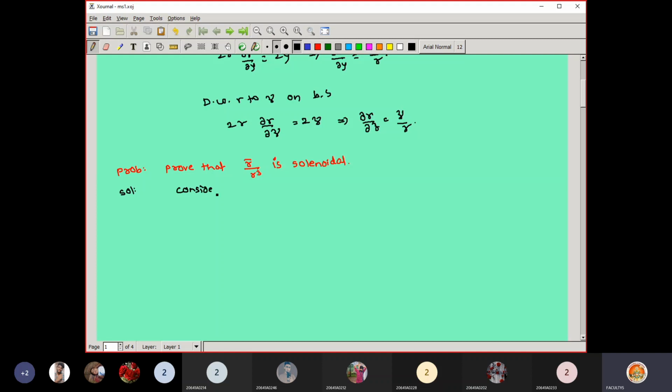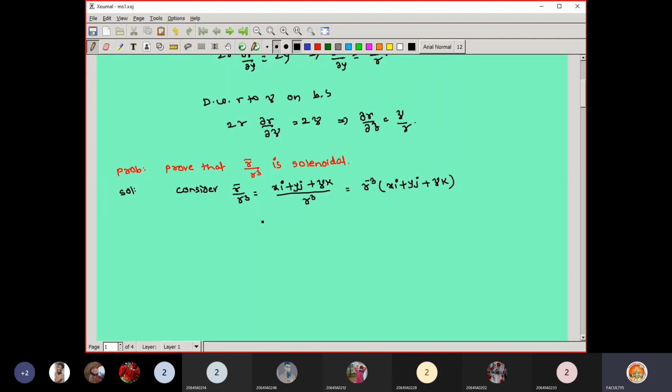So consider r bar by r cube. Remember, they are not going to mention any r bar or r value. Here r bar stands for xi plus yj plus zk. We call it a positional vector. Total it is divided by r cube. So I can write it as r to the power of minus 3, multiplied by xi plus yj plus zk, in order to make the simplification.